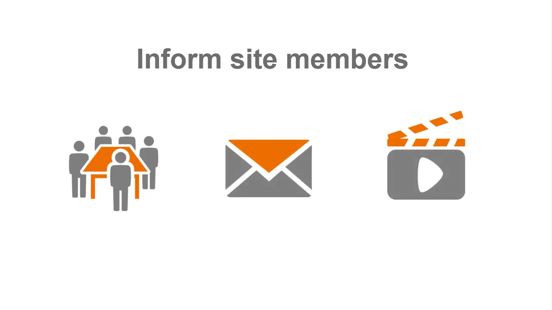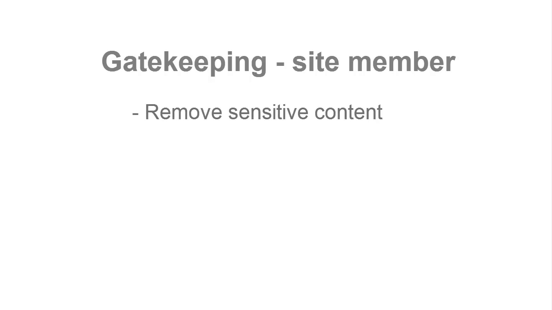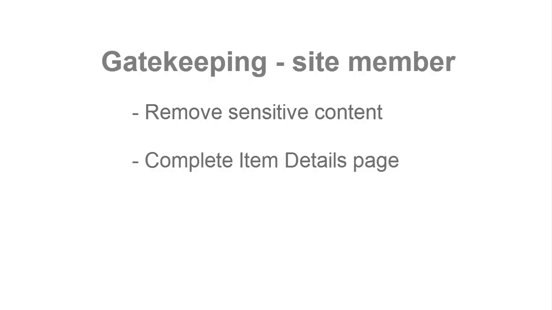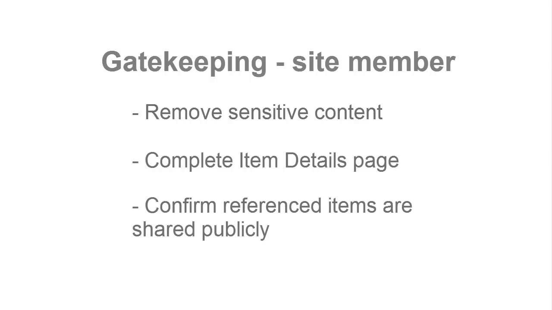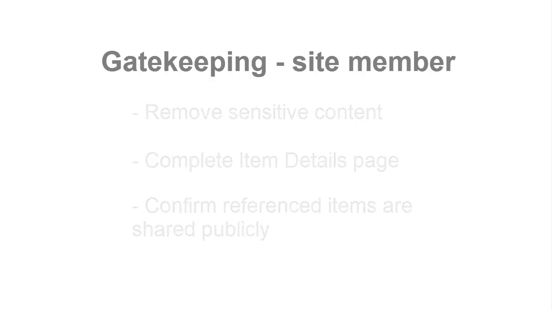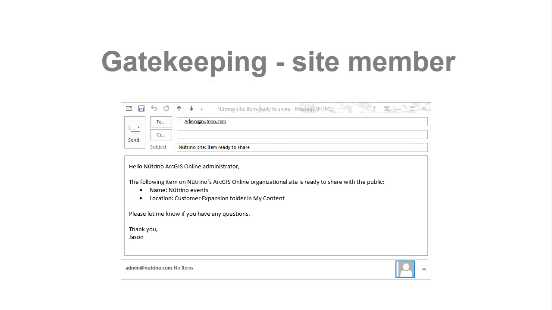The gatekeeping workflow includes the following steps. First, a site member who is ready to share content publicly will need to remove any sensitive information from the item, complete the item details page, and confirm that items referenced by this item have already been shared publicly, for example, the layers in a web map. Once they've completed these steps, the site member will email the site administrator or designated QA/QC administrator.